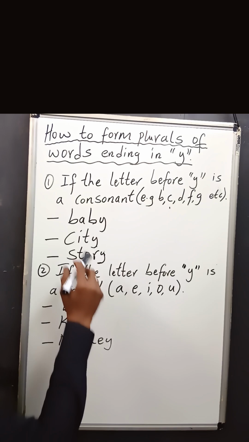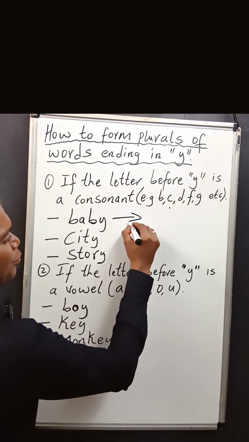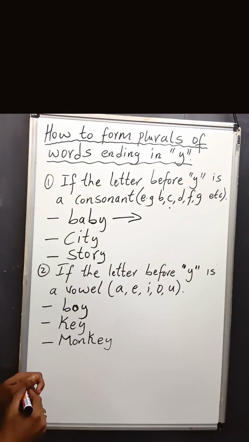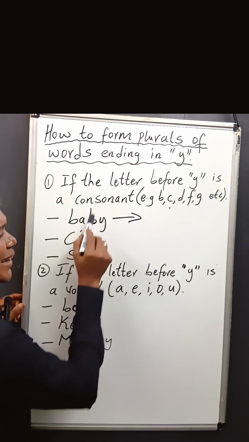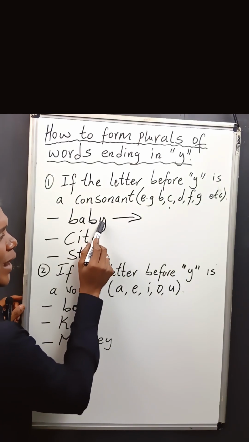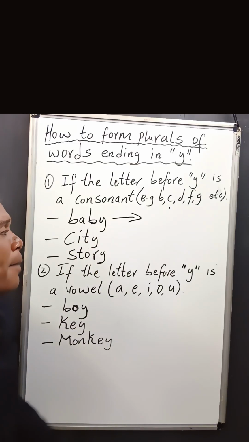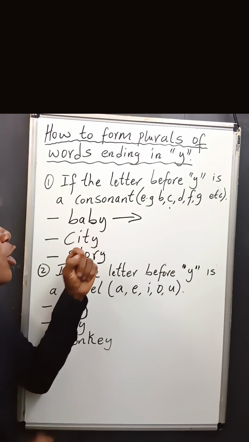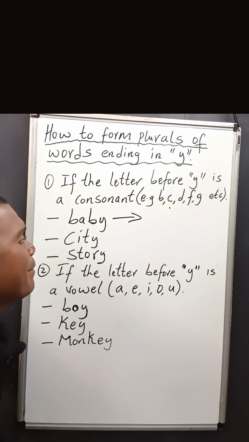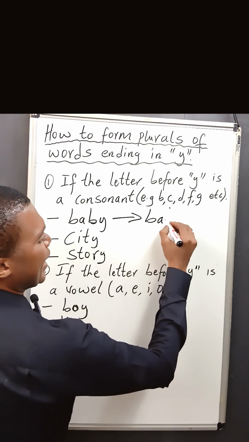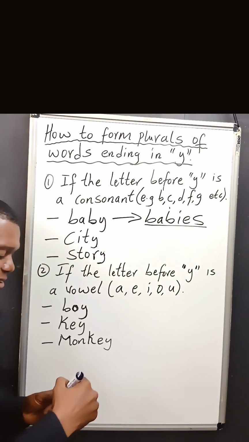Let's say, for example, we have baby. Baby as a singular. What is the plural of baby? The letter that comes before Y is B, and B is a consonant. Because B is a consonant, we remove Y and add IES to form the plural. Then it becomes B-A-B-I-E-S, babies. Simple and precise.